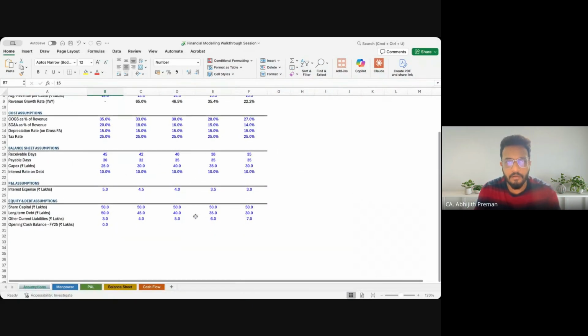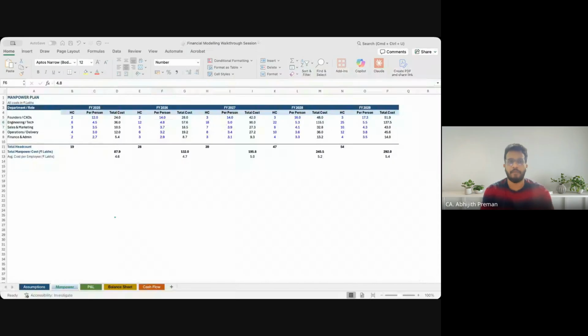I hope this is clear with everyone. So I'll just move to the manpower sheet. So now we have the manpower sheet.